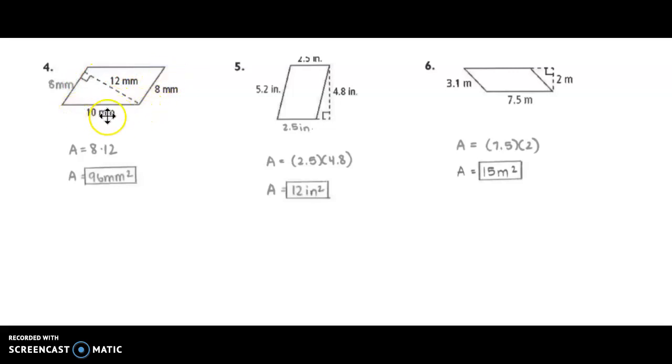So the 10 would be the base if the height is here where I'm highlighting. Maybe if I draw that in real quick. If the height was this right here, the line that I just drew in, if you knew this height, then you can use 10 as the base. But you don't, so we're going to use 12 as the height and 8 as the base. In number 6 and number 5, the height is outside, but if you think about it, that same measurement of 2 meters here can be the same over here inside.